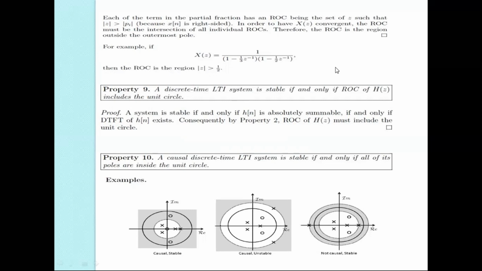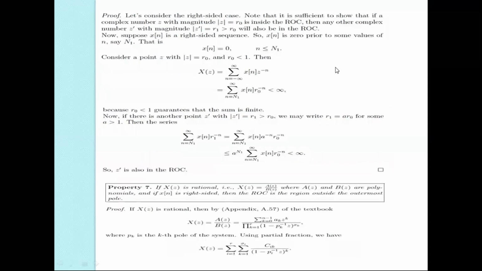Got it, my dear students? Okay. If any function is like this, a rational function, in this rational function, B(z) having the poles, in that also |z| is greater than |p_i|. That p_i, you can take the ROC as the outermost pole.